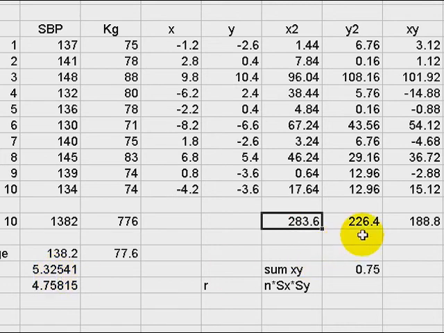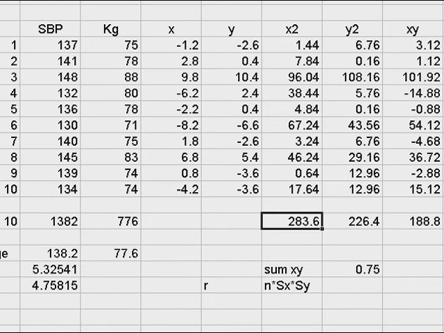You do the same thing for the y squared. You sum all of these up. You get 22.6 divided by 10, which is 22.6. You take the square root of that, and it's just under 5, which is 4.75. Then what you do is you take the 188 and divide it by 10 times 5.32 and 4.75. So it's this r, or the correlation, is equal to the sum of xy divided by 10 times 5.32, 4.75, and we come up with a correlation of 0.75.